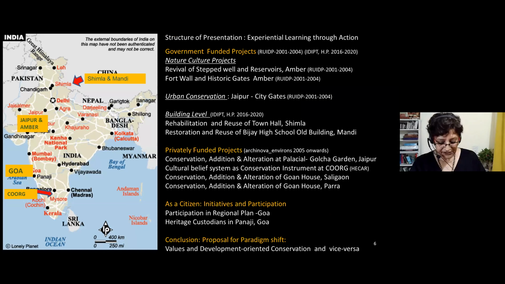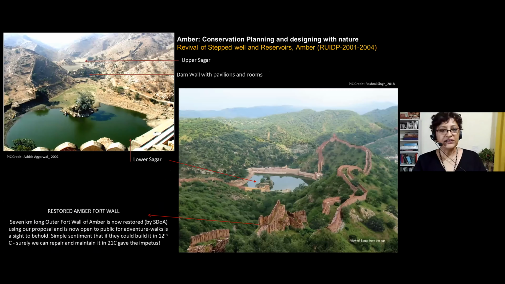And then we shall briefly look at the development model experienced as a citizen at Goa, the smallest state of India, and my initiative in Panjim, where I'm joining you all from. To begin, let's look at nature culture. At Amber, the concept of planning and designing with nature became very tangible to me.